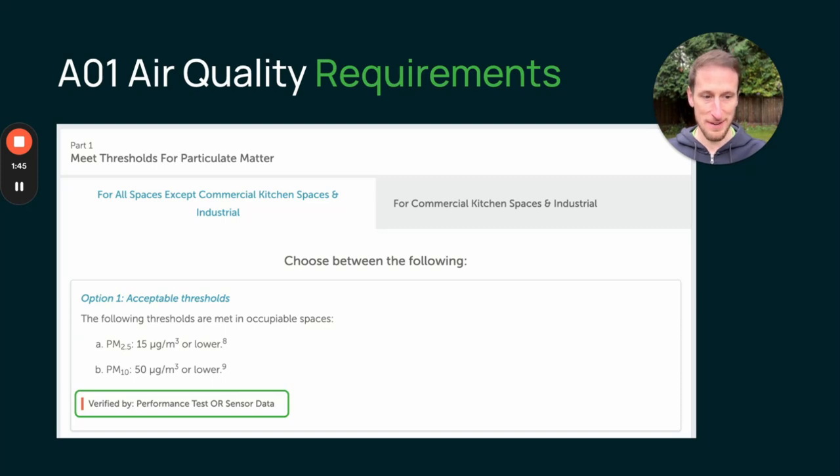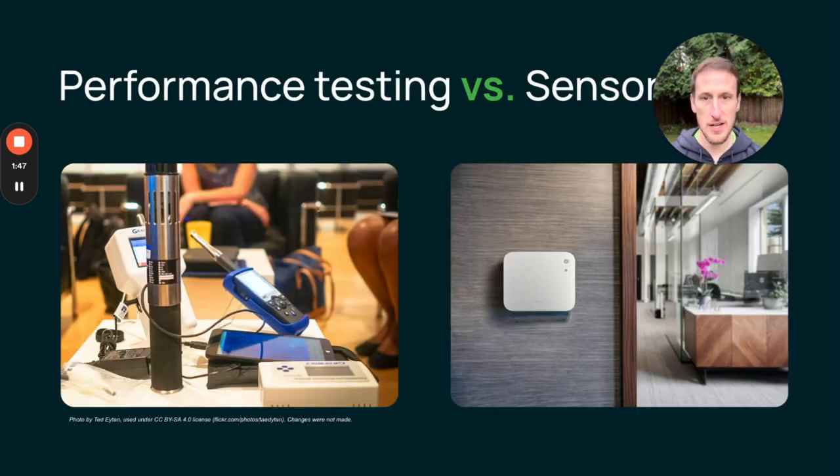What is sensor data? In a nutshell, performance testing is having somebody, a certified professional, come to your building with a bunch of equipment like you see on the image on the left here, and actually taking readings at a specific point in time in your building. And this is typically a combination of monitors, as you can see here. It might involve taking samples of air quality and sending those to a lab. And this is very different from the image that you see on the right.